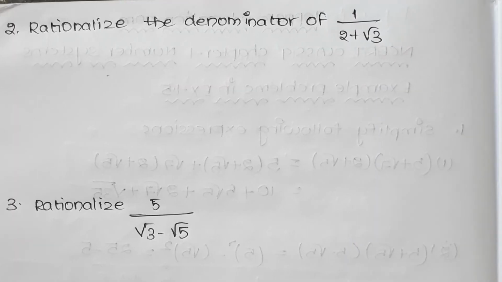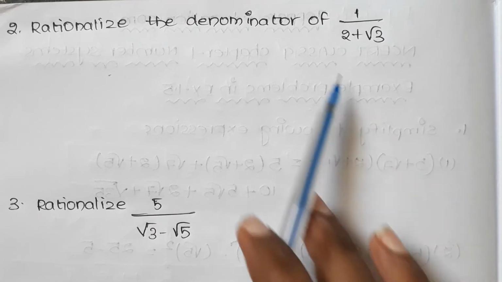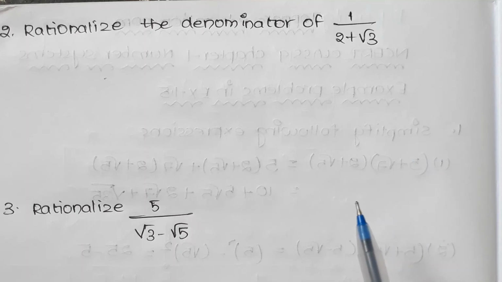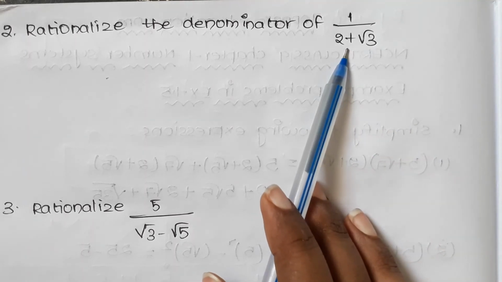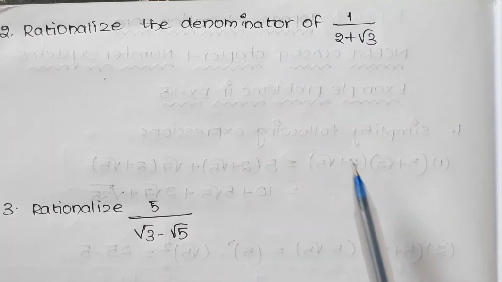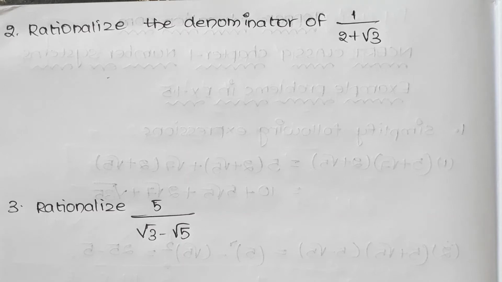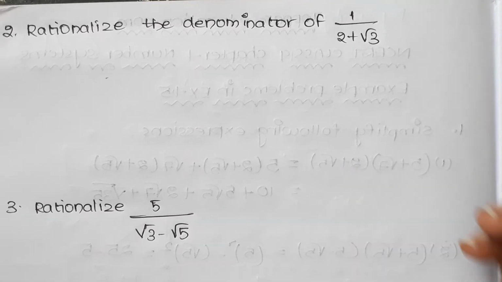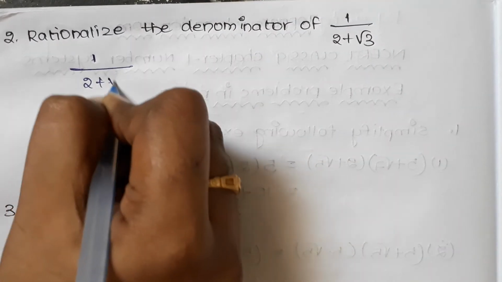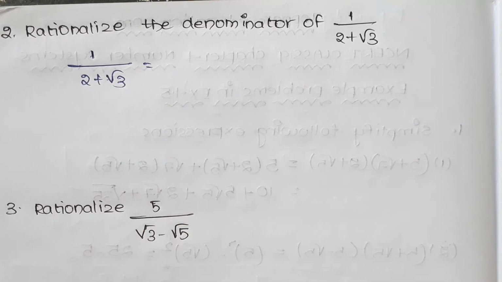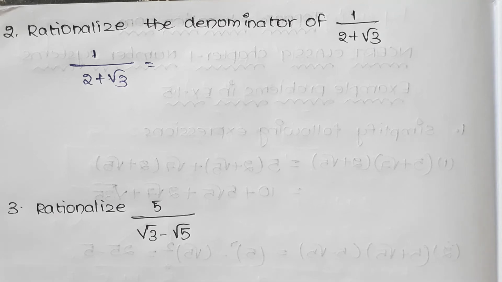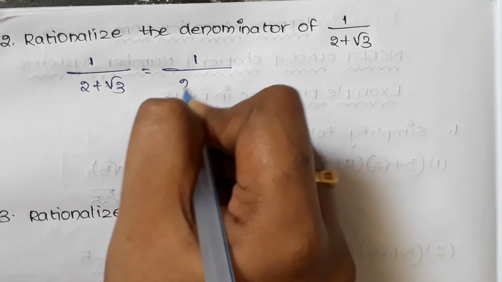Here are some examples of rationalization. Rationalize the denominator of 1 by 2 plus root 3. Here we have the denominator as an addition, that is 2 plus root 3. Now we should rationalize this given number using the identity. Given 1 by 2 plus root 3.